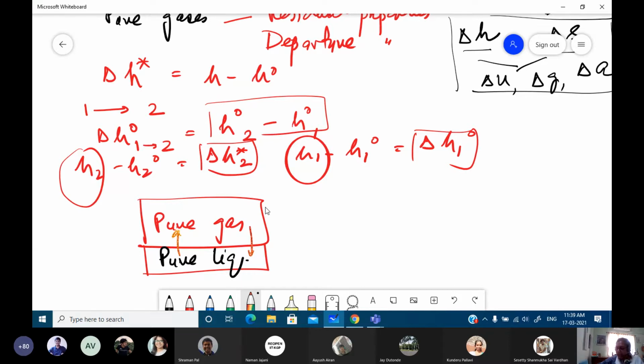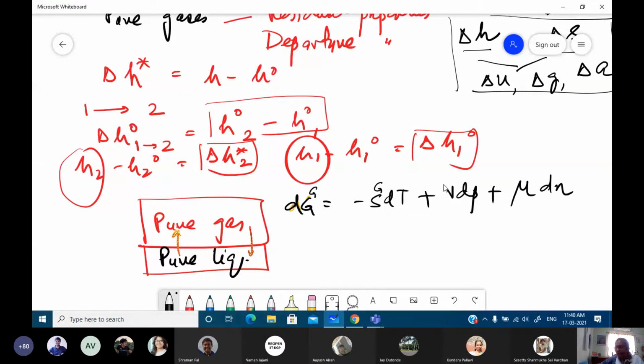And then we found that whatever we had, if we had dG equals minus S dT plus V dP, along with that we will have Σ μ dn. So for the gas phase, this is going to be the gas phase. Always denote the phase with the superscript, the component with the subscript. If you follow this, you are going to have fewer problems. Same thing for the liquid phase: dG^L equals the same thing written for the liquid phase.